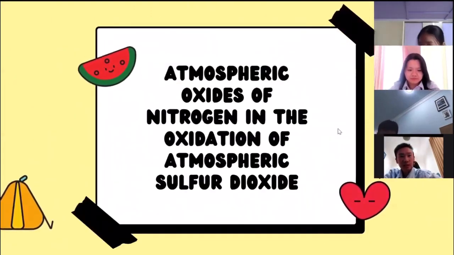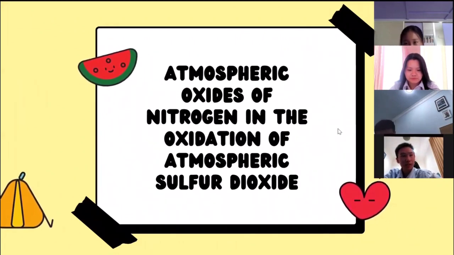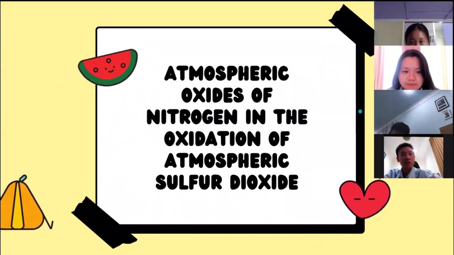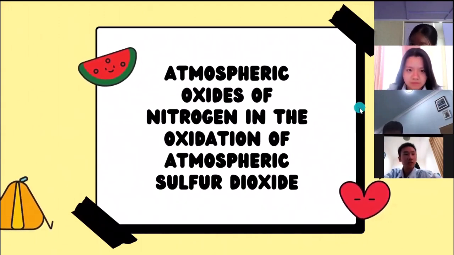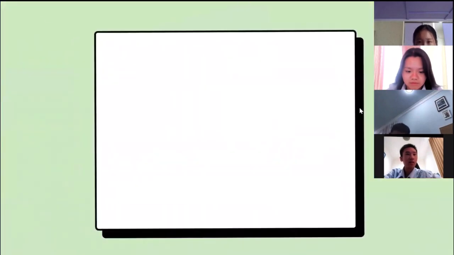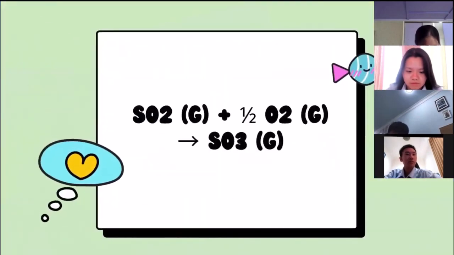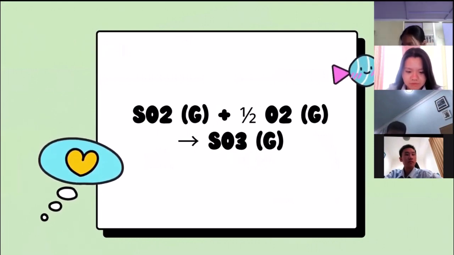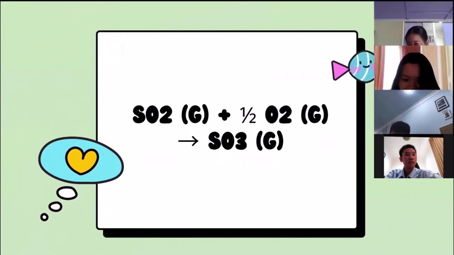Homogeneous catalysts can be used in many instances, in the oxidation of atmospheric sulfur dioxide using atmospheric oxides of nitrogen. We will focus on how nitrogen 4 oxide can be used to oxidize sulfur dioxide. Sulfur dioxide, as we know, is produced from the burning of fossil fuels that is oxidized to sulfur 3 oxide using the equation SO2 + 1/2 O2, which results in SO3.